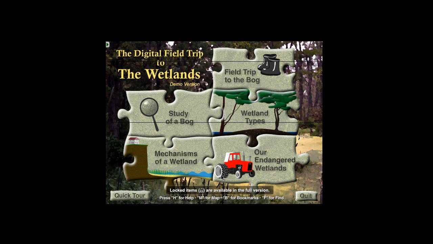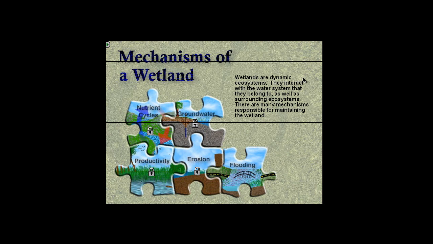We will now look at the mechanisms of a wetland. In the mechanisms of a wetland part of the program, it tells you about the wetland as an ecosystem. So the different things you could look at with the full version are nutrient cycles, groundwater, productivity, erosion, and flooding, which we can look at right now.